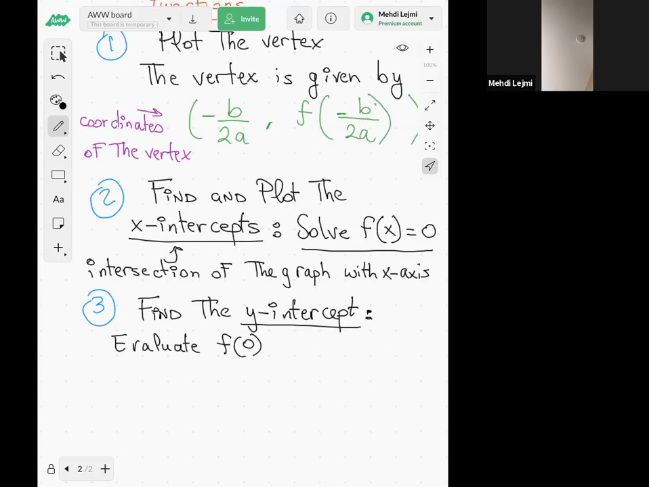Again, that's the intersection of the graph with the y-axis. Right. And then your axis of symmetry. We said the axis of symmetry is supposed to pass through the vertex. So your axis of symmetry would be, in the last step, you can draw your axis of symmetry.